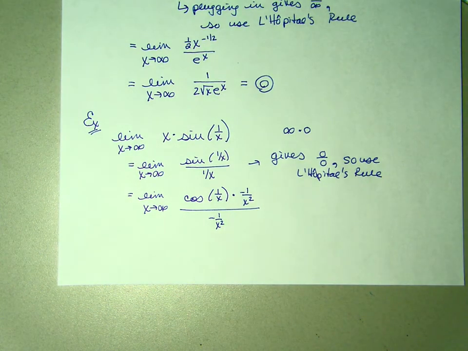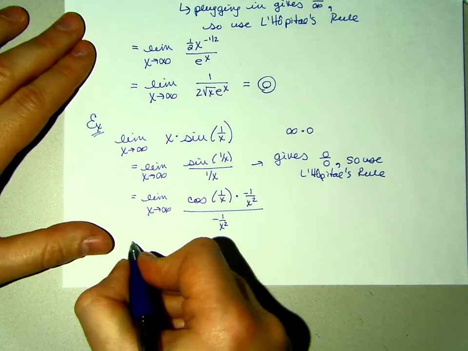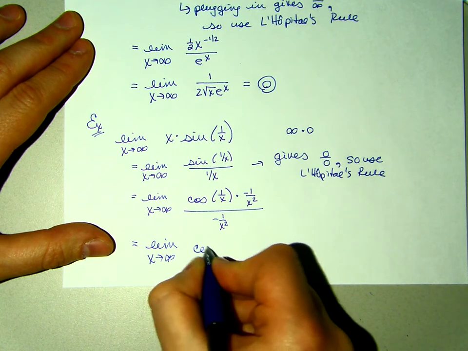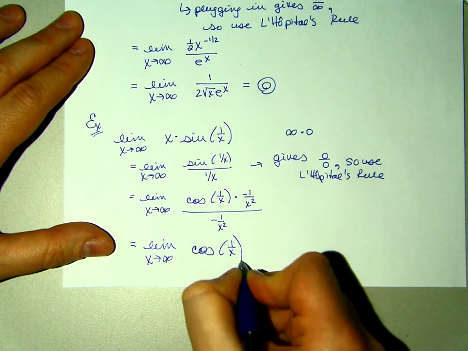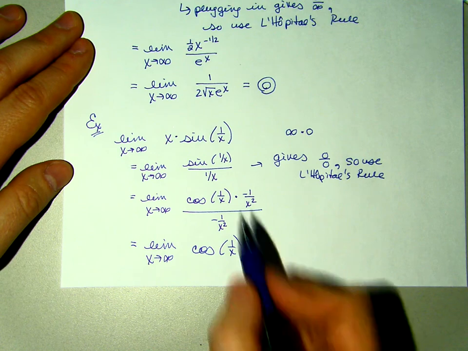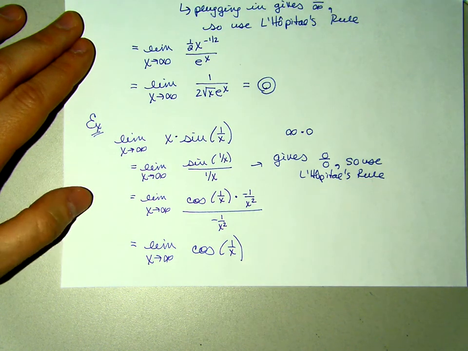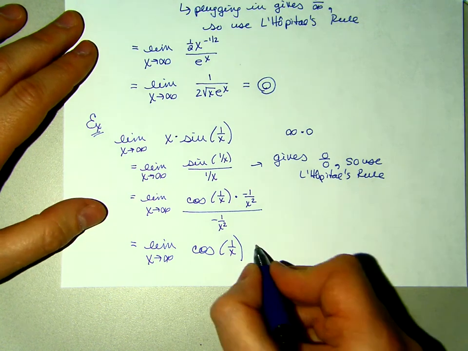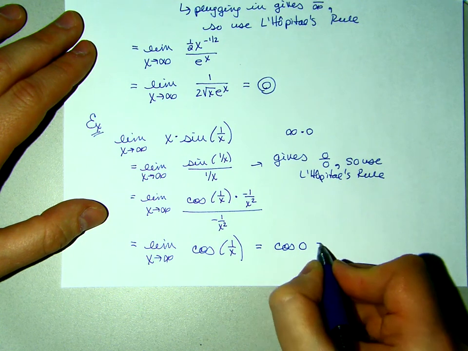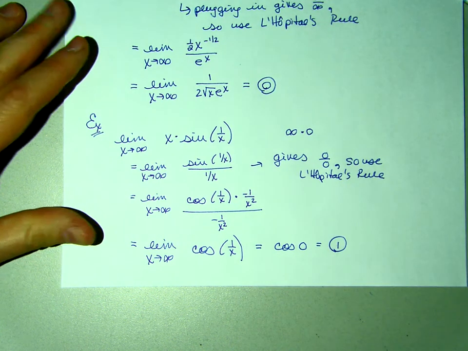What did you just say, Casey? Those cancel. That's kind of why I did that. I'm going to get the limit, as x approaches infinity, of the cosine of 1 over x. It's not part of a sum that I'm canceling. It's part of a product that I am allowed to cancel. This becomes, okay, 1 over a huge number is 0. This becomes the cosine of 0, which is 1.